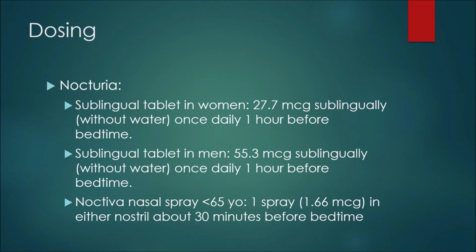Now for dosing with desmopressin, so in the treatment of nocturia, if it's the sublingual tablets that we're talking about in women, they may use 27.7 micrograms sublingually without water once daily, 1 hour before bedtime. Now for the same situation, but in men, we may see 55.3 micrograms sublingually, again without water, 1 hour before bedtime, and just once daily. For Noctiva nasal spray, for patients that are less than 65 years old and don't have a risk factor for hyponatremia, we would see one spray, which would be 1.66 micrograms, in either nostril about 30 minutes before bedtime.